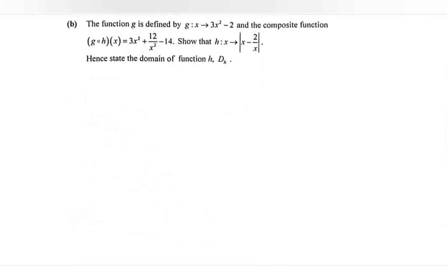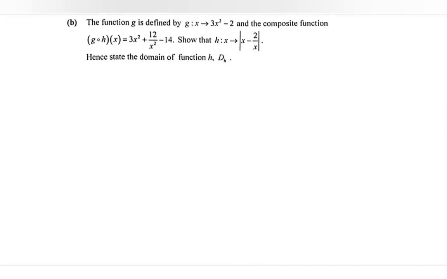Next, referring to part b. The function given, we have g of x, and the composite function, we have g of h. Show that h of x is the modulus of x minus 2 over x. Referring to the composite function, we have g of h, which is equal to 3x squared plus 12 over x squared minus 14. Substitute the situation h of x into the g. So here we will have 3h squared minus 2. So we have 3x squared plus 12 over x squared minus 14.